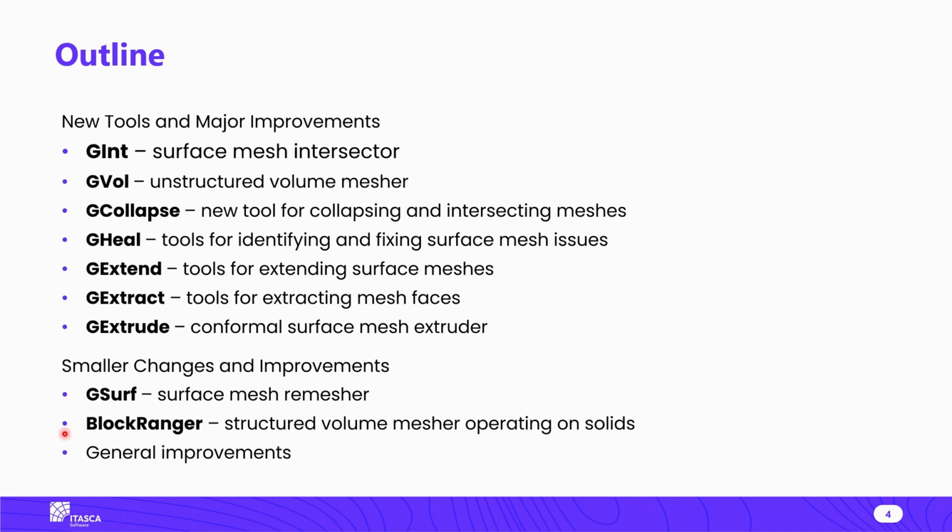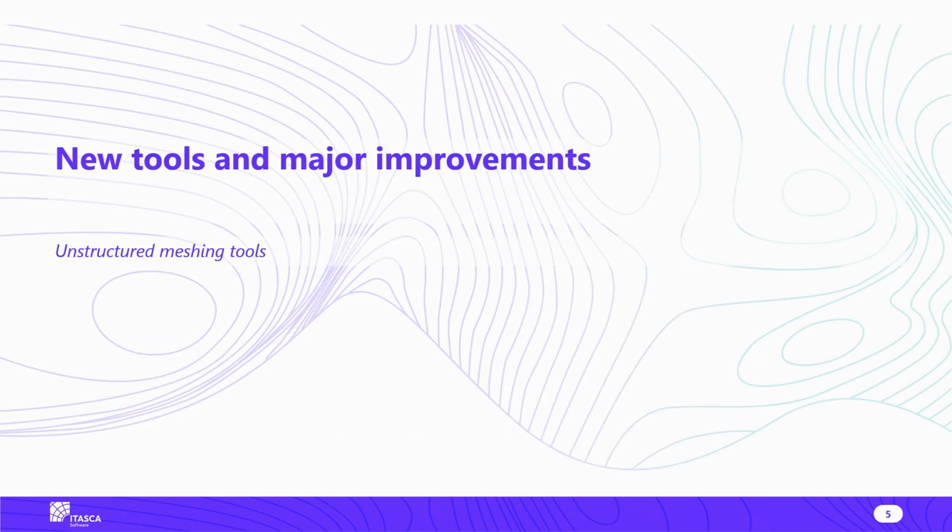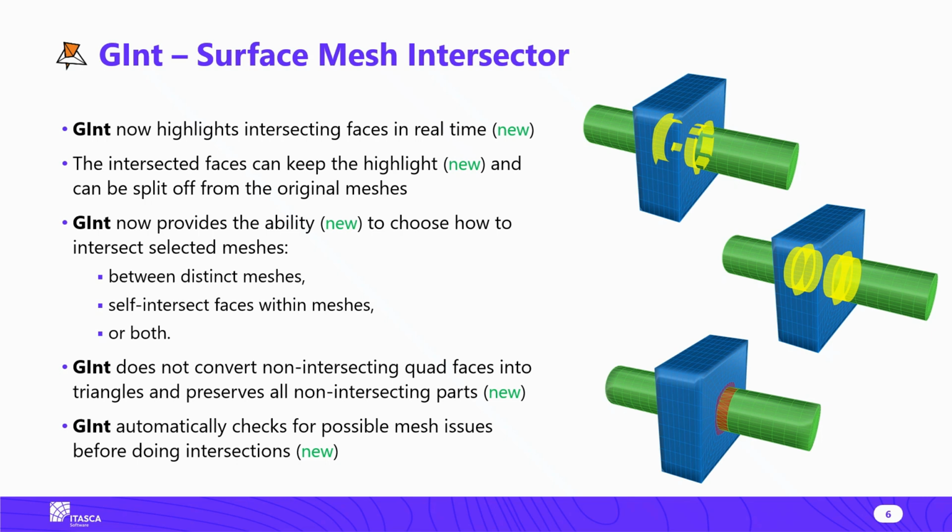So let's start with unstructured meshing tools. And I'm going to go directly to gint. Gint is a surface mesh intersector. This is a very important tool for us because it provides conformal intersections between meshes. On the input, users can select a number of non-conformal, non-properly intersected meshes, then run the surface mesh intersector and create conformal or proper intersections between the meshes.